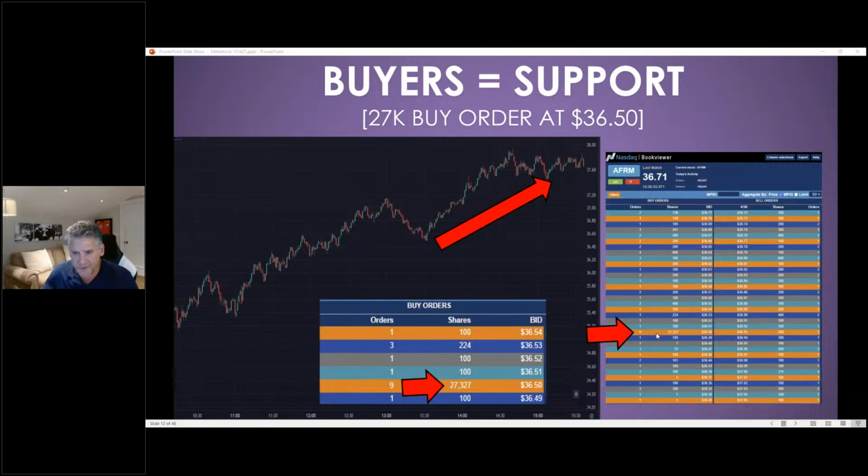at 36.50. Now, why am I highlighting that specific number right there? It's because when that stock came down and it did that big pop right there, when it was below it and it went down, that number right there is this right here. That is what makes stocks go up and go down. Buyers equal support. Support doesn't equal buyers, which a lot of you here do backwards. Now let me show you another example.